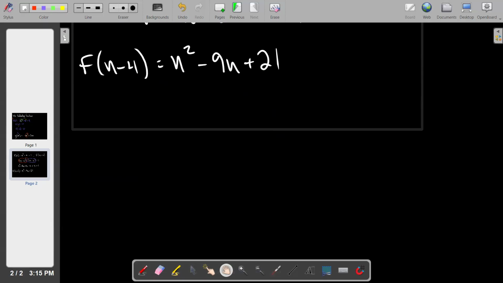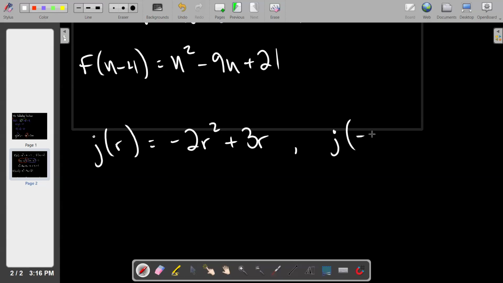All right, let's do one more. Our function's name is, does anyone want to guess the function's name? Nope, it's J. Anyone want to guess the input? B? Nope, it's R. It's already on the board. And the function is negative 2r squared plus 3r. And we're going to find j of negative 2 minus r.